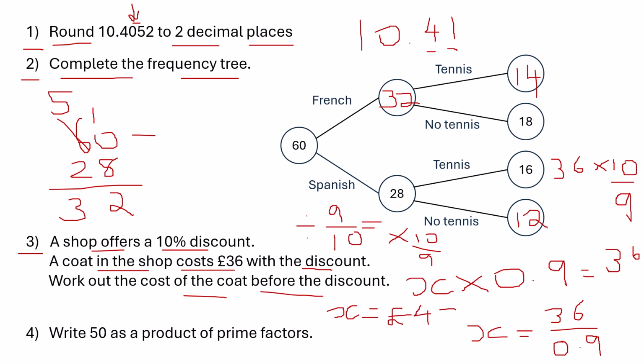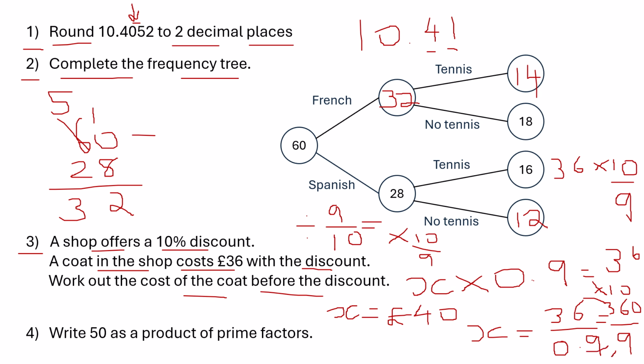Another method is to times top and bottom of this fraction by 10 and get 360 over 9. 36 divided by 9 is 4, and then add on the 0 gives you 40. That also works here. Whatever method is better for you. But that's question 3 done.